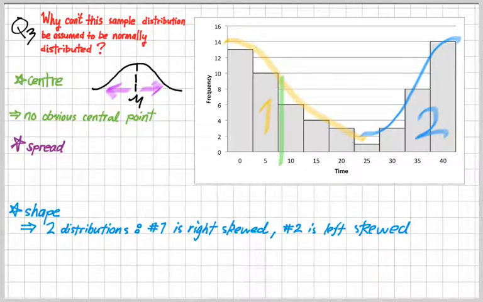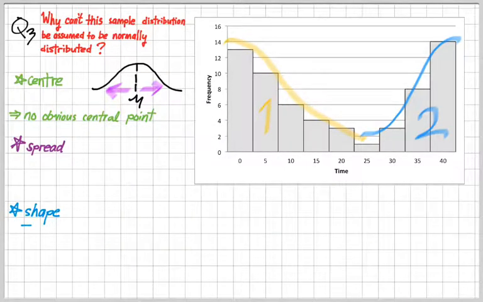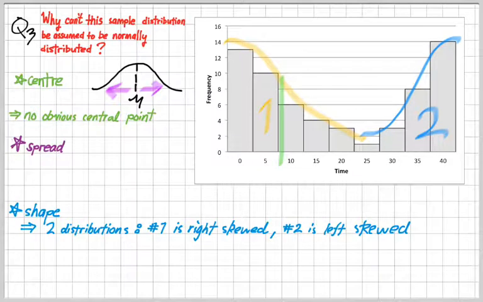Number one I can see is right skewed, and number two is left skewed. What I've also done is highlighted, so if I have two distributions, what that means is there's got to be two central points, one for distribution 1, one for distribution 2, or two means, you can think of it that way. So I've kind of highlighted that there for you. Hopefully that's not too bad for you.